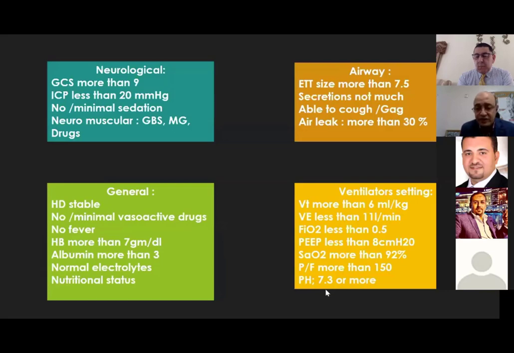FiO2, of course, has to be as minimal as possible. The patient can maintain saturation more than 92 with FiO2 less than or equal to 0.5. PEEP has to be 8 or less, and the PF ratio, if you go with PF ratio, is better to be above 150, which of course has to be toward normal.